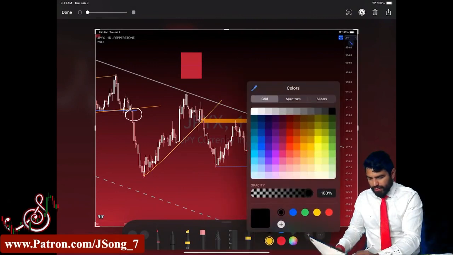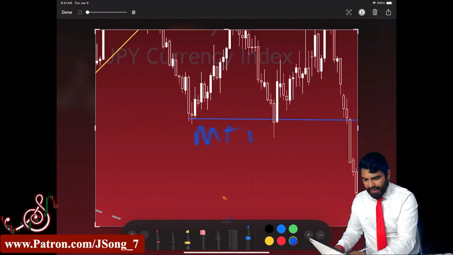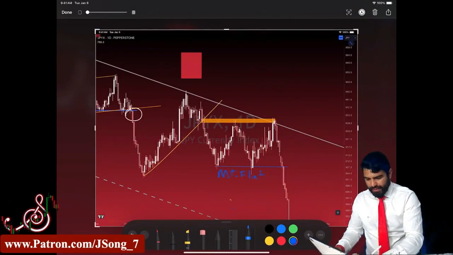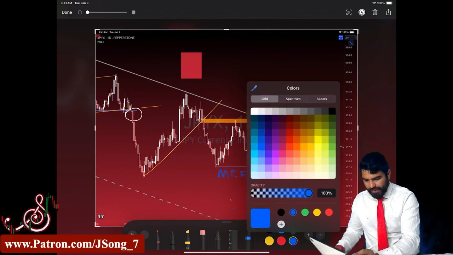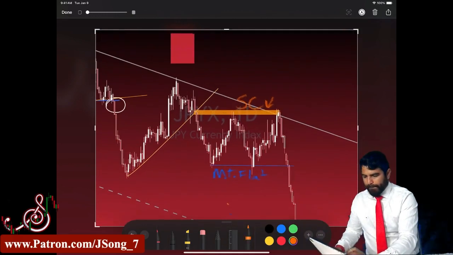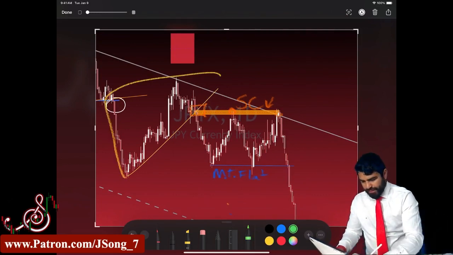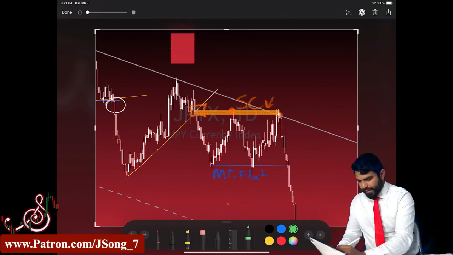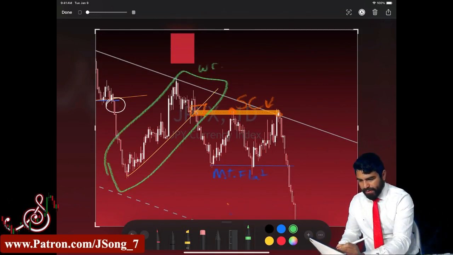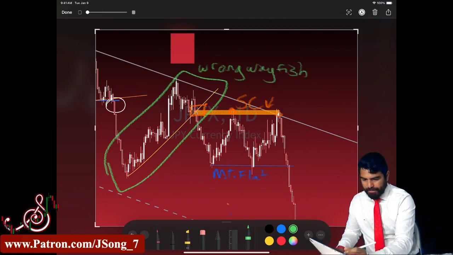Okay. Let's draw on this one, and then we'll continue. Multi-touch flat. Here's your sword cut. Number 1. Number 2, we drew it. Here is your wrong way fish. Is a parabolic. Wrong way fish. RSI signal.